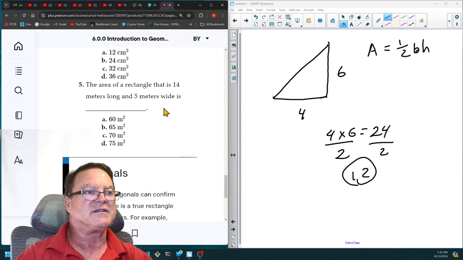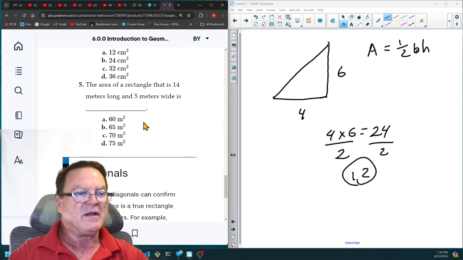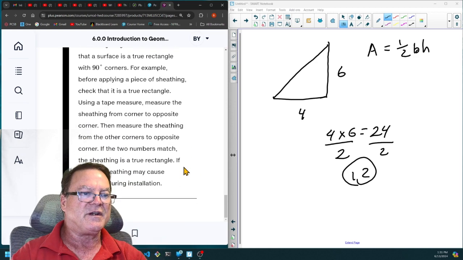And lastly, it says the area of a rectangle that's 14 meters long and 5 meters wide. We would just multiply 14 times 5. So it should be 70. Okay, let's go on to the next section here.